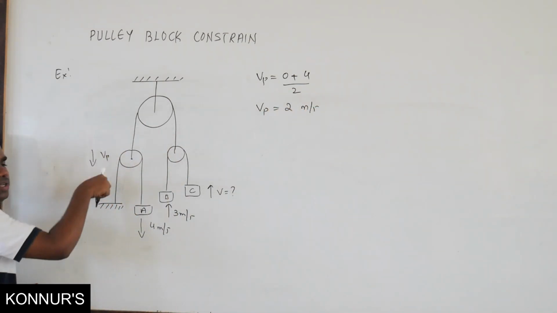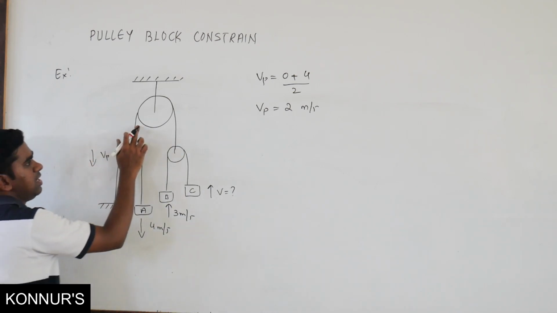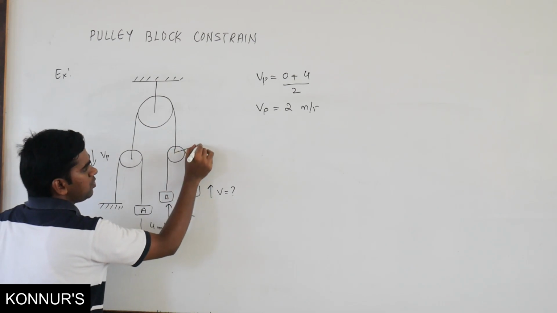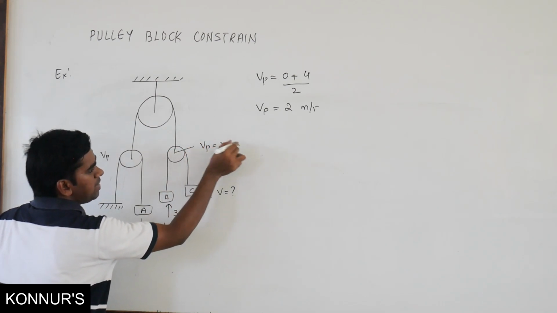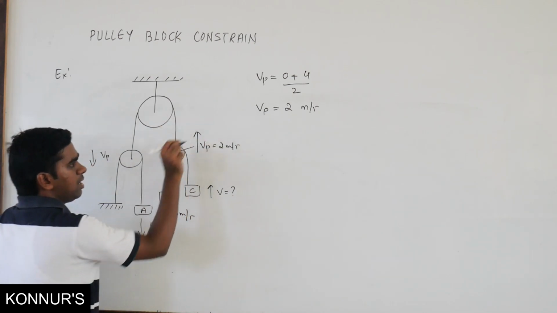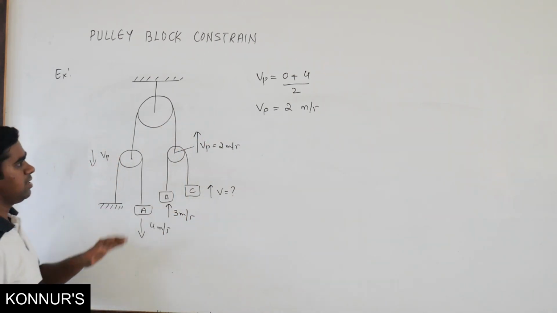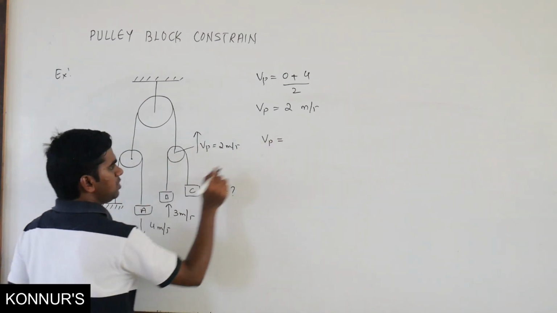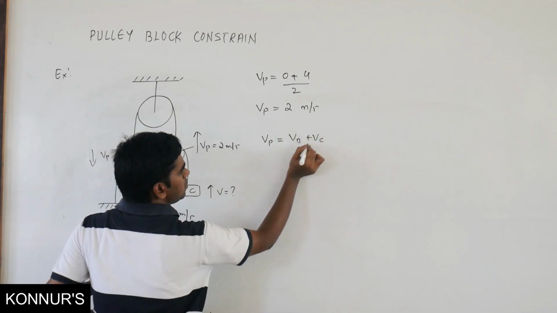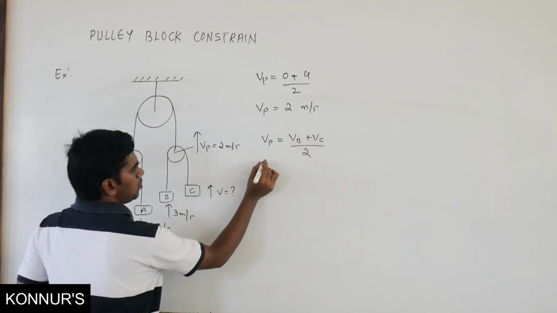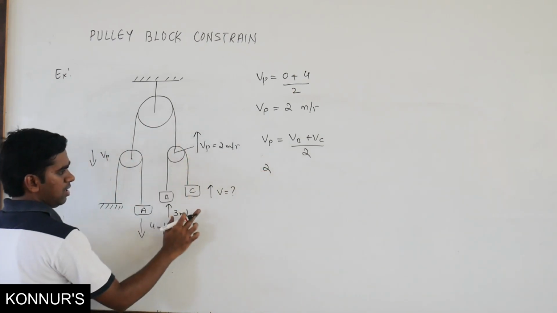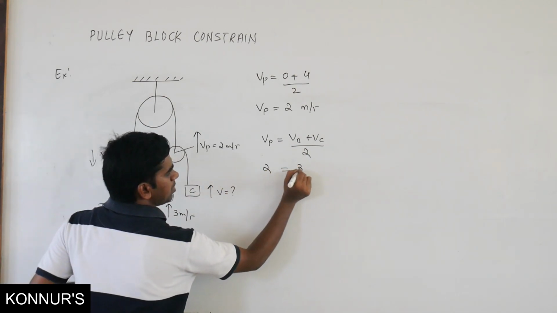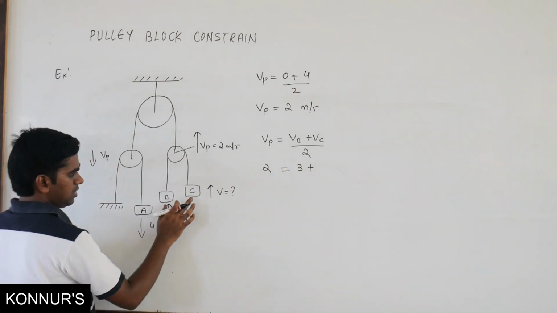This Vp is moving downward. Here 2 meter per second means here also it is 2 meter per second. Here also 2 meter per second. That means this pulley is also moving with Vp equals 2 meter per second in upward direction. Okay. Now apply your pulley method here. Vp equals velocity of B plus velocity of C divided by 2. So Vp is 2. All are in upward direction only, so no need to worry about direction. Vp is 3 plus what is going to be there?